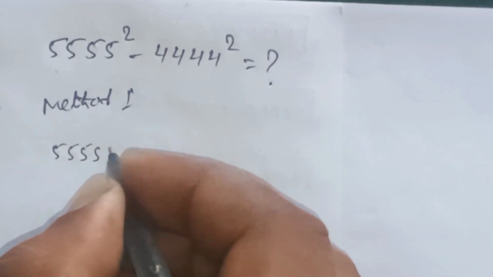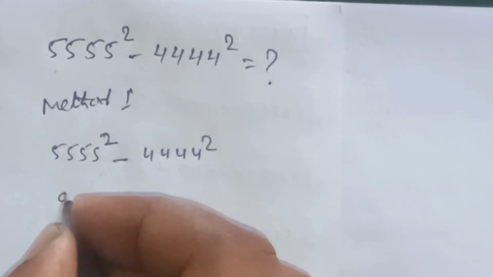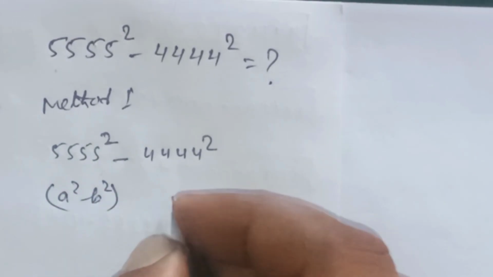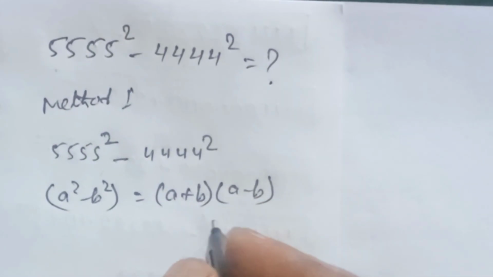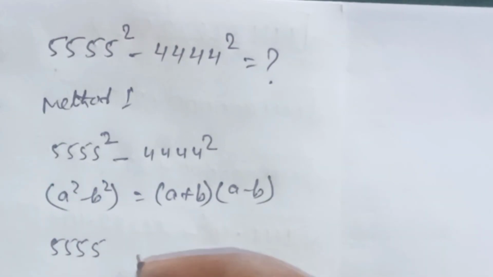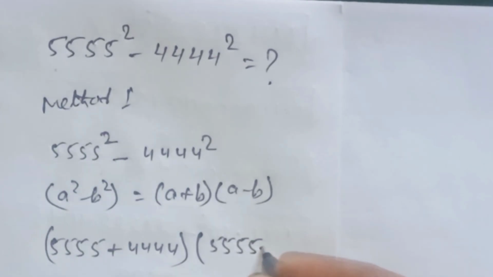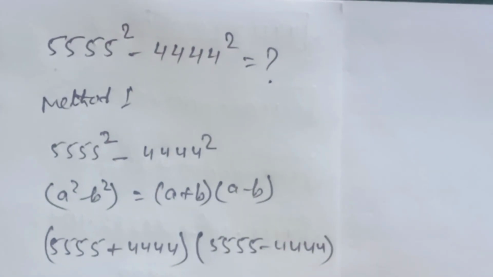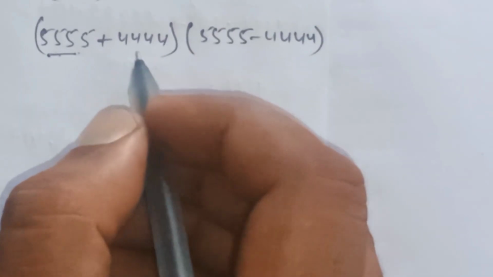The expression is (4 times 5) whole squared minus (4 times 4) whole squared. The formula a squared minus b squared equals (a plus b) times (a minus b) applies in this place. So we get (4 times 5 plus 4 times 4) times (4 times 5 minus 4 times 4).